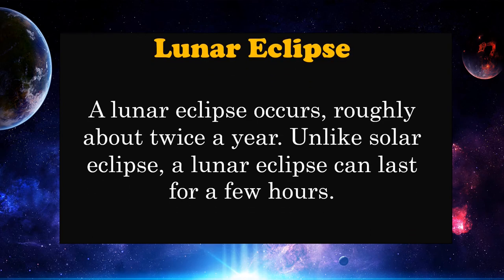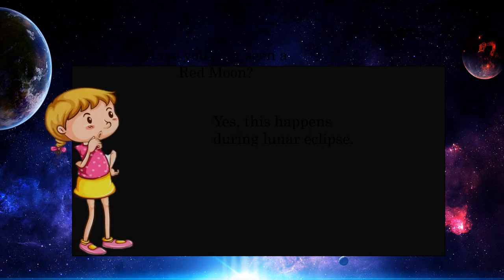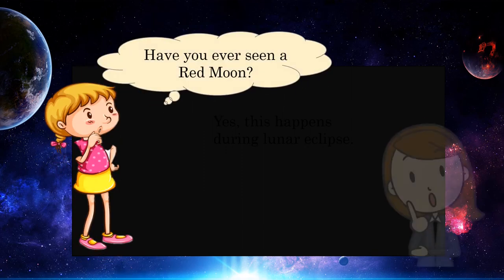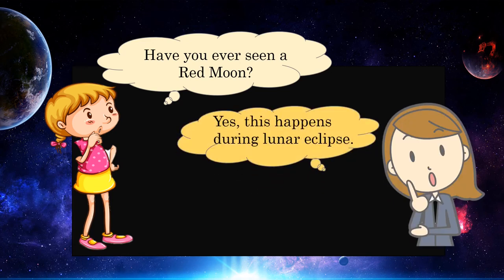A lunar eclipse occurs roughly about twice a year. Unlike a solar eclipse, a lunar eclipse can last for a few hours. Have you ever seen a red moon? Yes, this happens during a lunar eclipse.